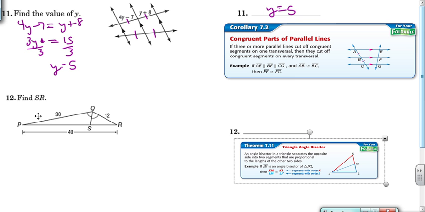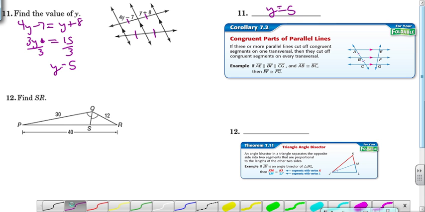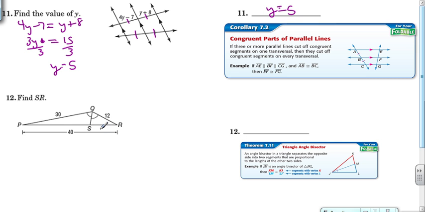Number 12, you have to find the length of SR. So this is the triangle angle bisector theorem, which says an angle bisector in a triangle separates the opposite side into two segments that are proportional to the lengths of the other two sides. So if I'm trying to find SR, I'm going to call that my X. So if PR is 40, then PS has to be 40 minus X.